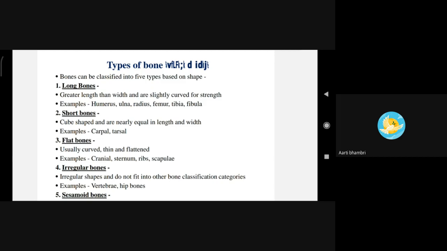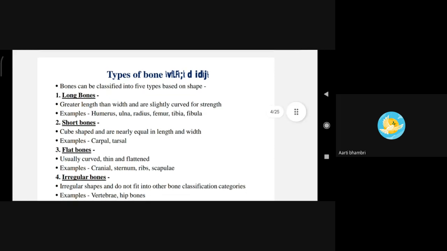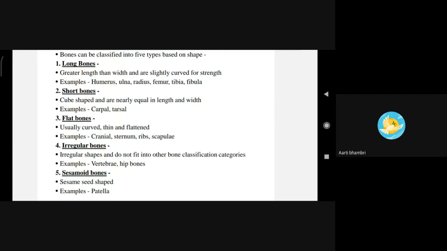Short bones are cube-shaped and nearly equal in length and width. For example, carpals and tarsals. These are not exactly cube-like structures, but like a cube, and they are almost equal in length and width. Carpals and tarsals are found in the wrist and ankle. We will see the structures and we will remember each and every bone's name. It's not difficult to remember.